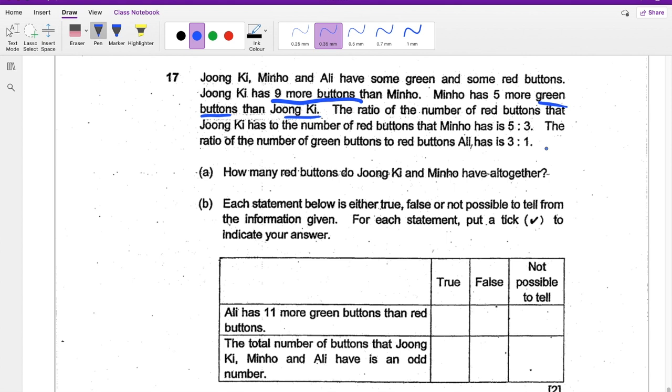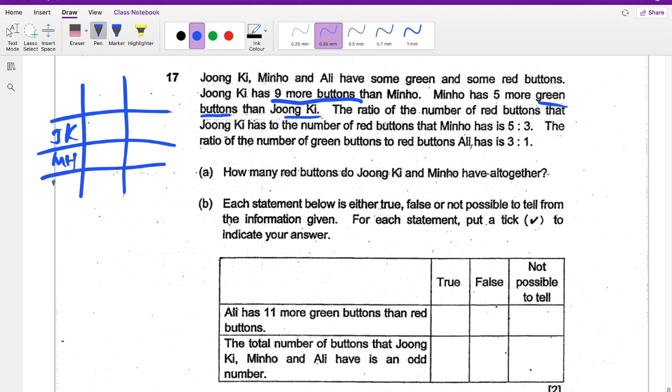Well, this one is a bit complicated, but let's see how we can do it. We can form them: we have Junki, Minho, and Ali. Each of them has 2 types of buttons, one is green, one is red.